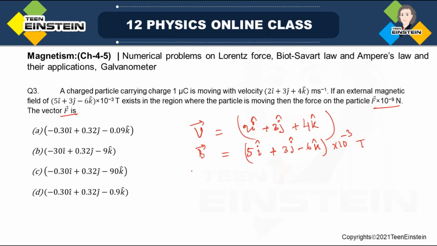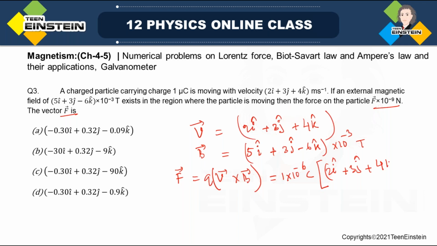So this is a magnetic force. Basically, magnetic force we write as Q into V cross B, right? Q into V cross B. So Q is anyway given as 1 microcoulomb, 1 into 10 to the power minus 6 coulomb. Now let us do this cross product V cross B.